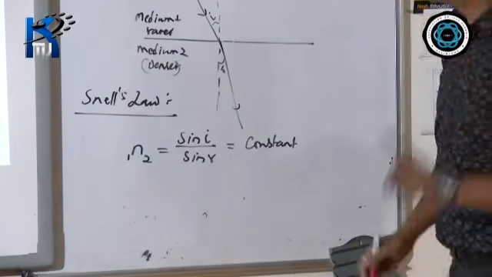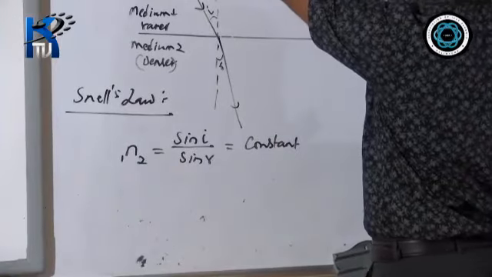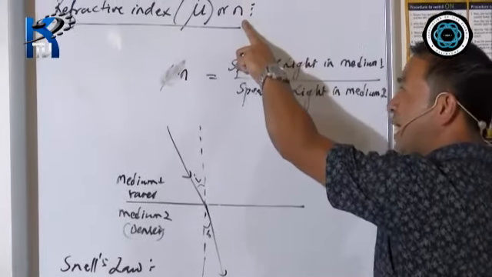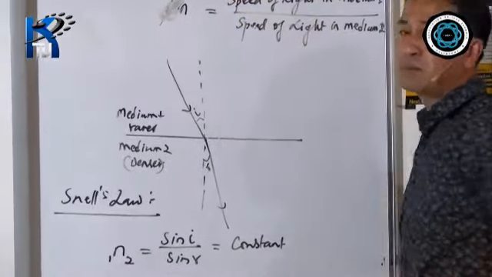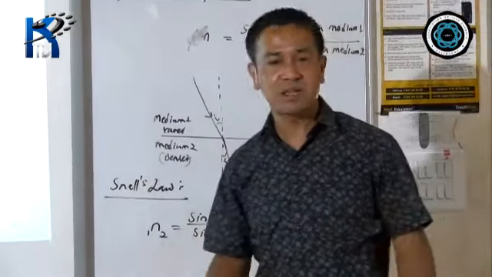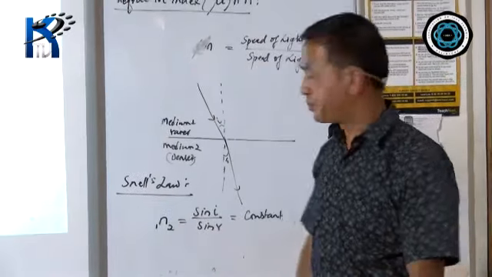Now, let me just tell you, refractive index, as you know, is symbolized by the letter mu, and it can also be symbolized by the letter n. But out here I am showing you the symbol n. So I follow the symbol n. But it's not necessary that you follow the symbol n. You can use the symbol mu also.